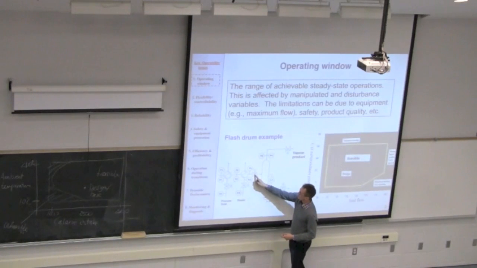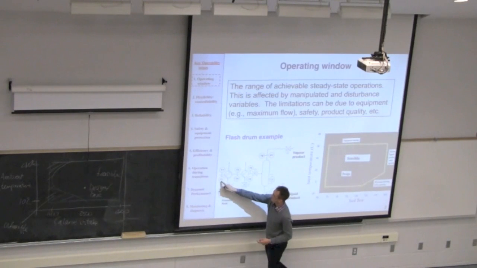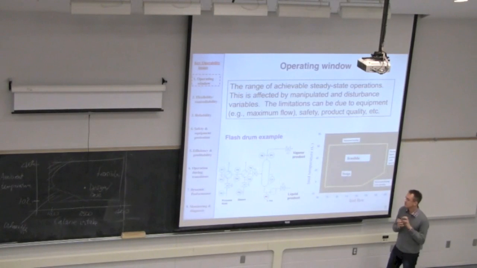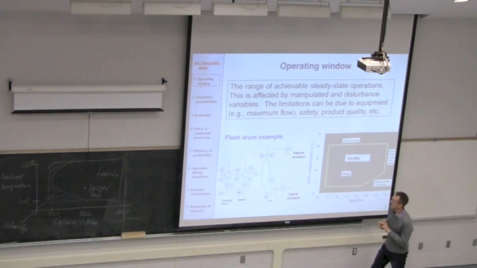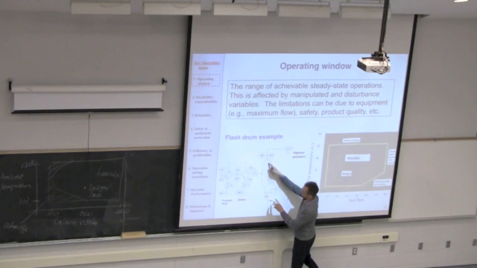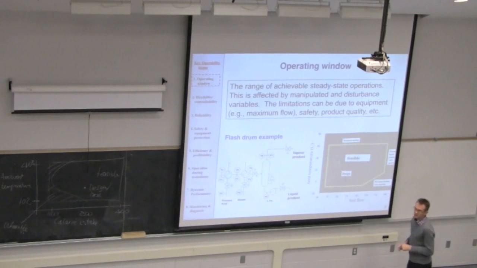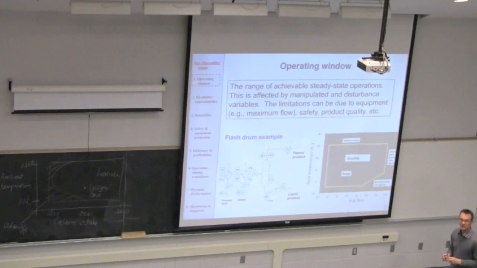I feed it at a certain flow rate F that I can measure over here, F1, into my flash drum. So there's a vapor-liquid mixture coming into that drum. Some of that vapor goes off in the overhead, some of the liquid leaves at the bottom. Okay, so that's the principle of operation.